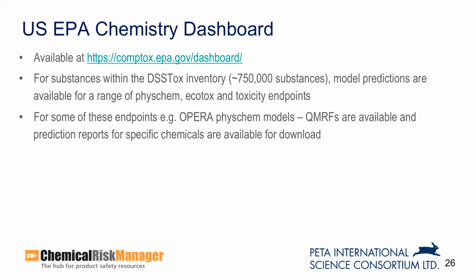And here we have, for those of you interested in the US EPA dashboard, the URL for it and some of the numbers associated. It pulls on current information for about 750,000 substances, along with estimates. You can also make further estimates of physicochemical properties. And for these, you have ready-made QMRFs, so these reporting formats.